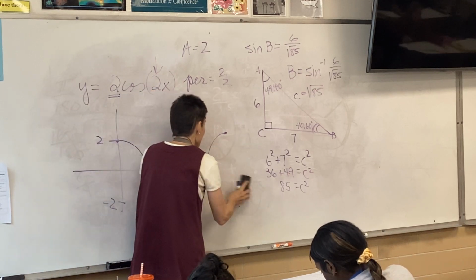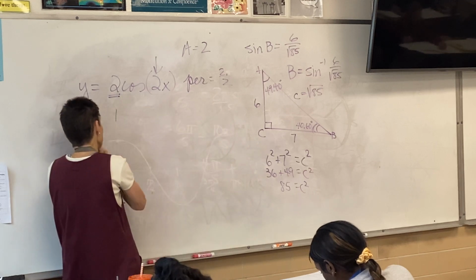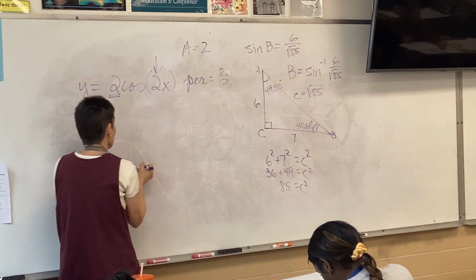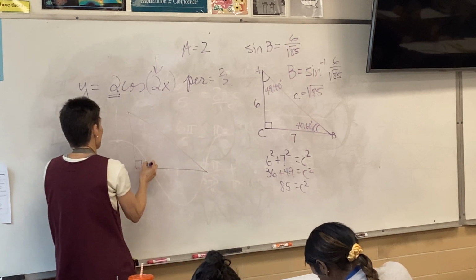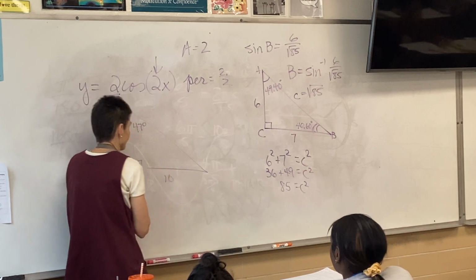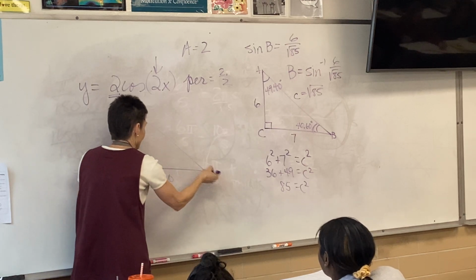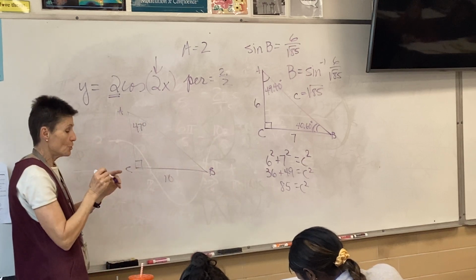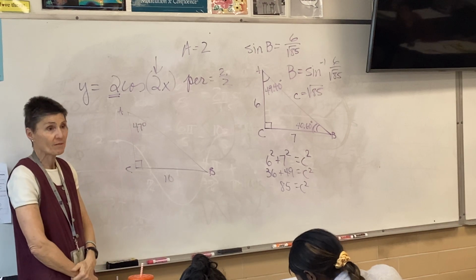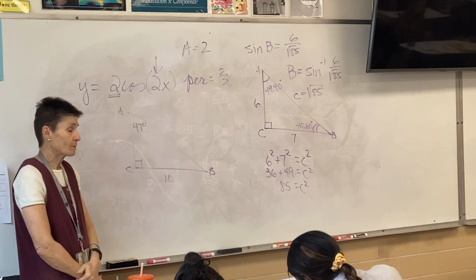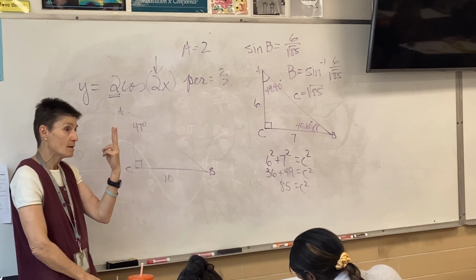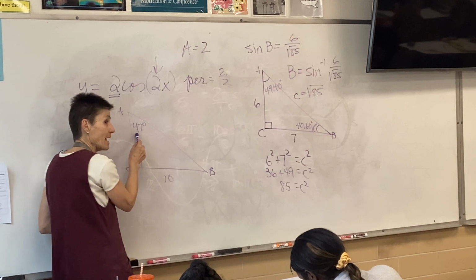Yes. Now, here's the deal, folks. What if the given information looked like this? You will not start with the Pythagorean theorem. Would you agree with that? You're not going to start with the Pythagorean theorem because you don't have enough sides. You need 2 to do that. You do, however, have an angle.